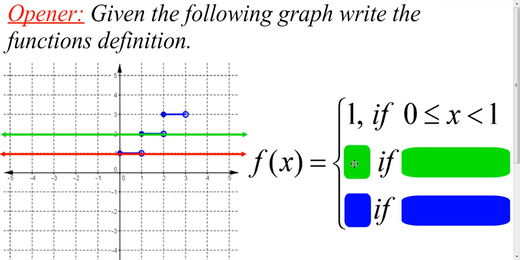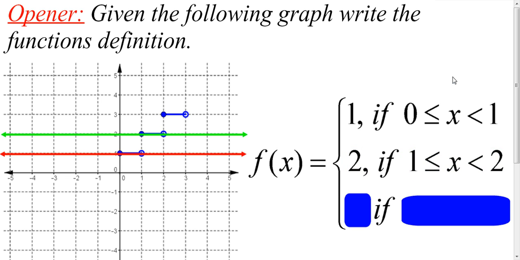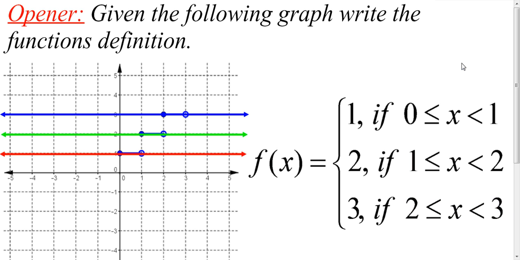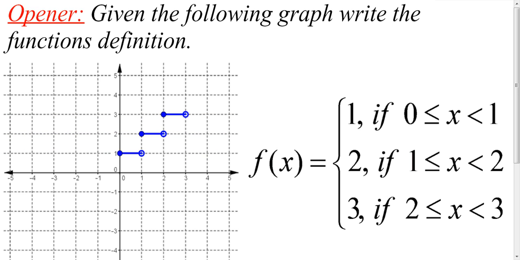The next one will be y is equal to 2. It also has a restricted domain between 1 and 2, including 1 but not including 2. And the third one is y is equal to 3, with a restricted domain between 2 and 3, including 2 but not including 3. So this is what the definition of this graph should look like.